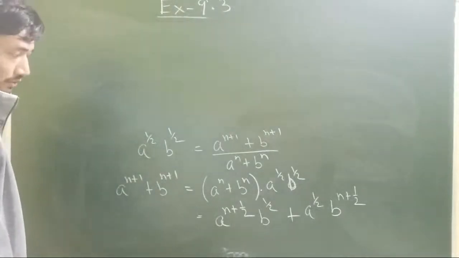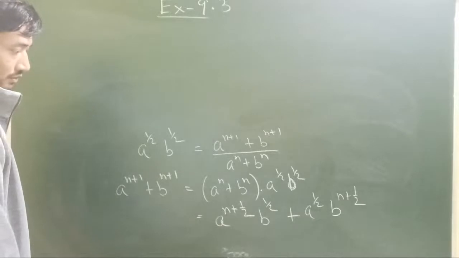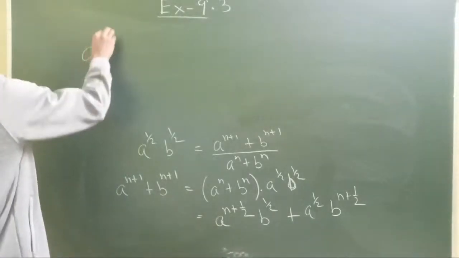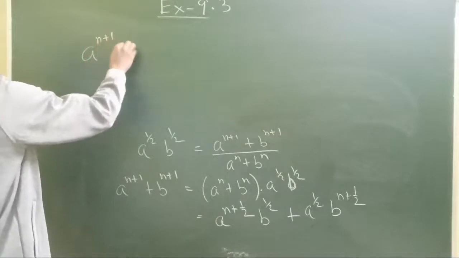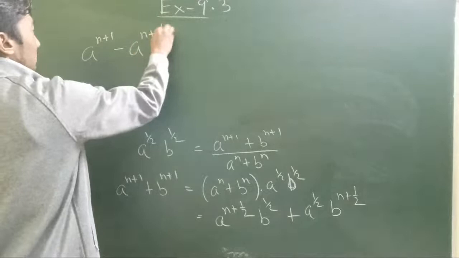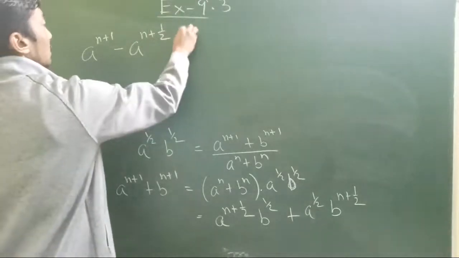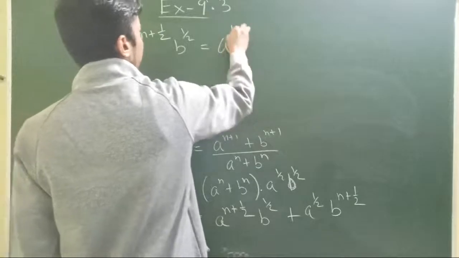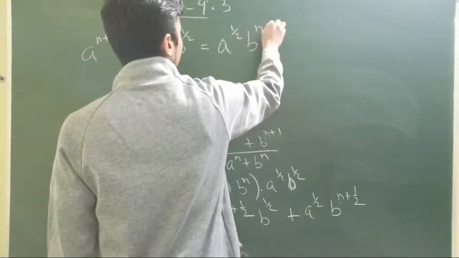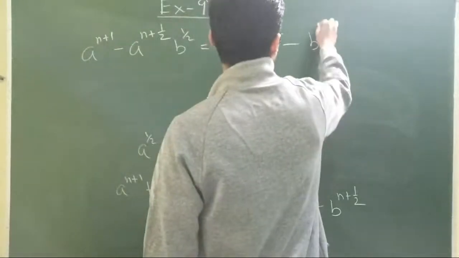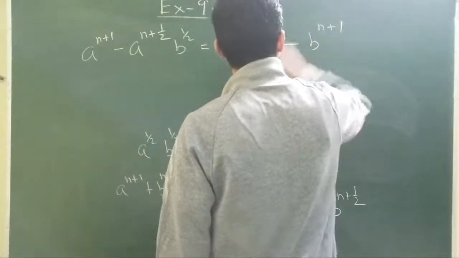So now I'll make some arrangements. Similar terms of A I'll bring together, and similar terms of B I'm taking that side. So from here b power n plus 1 goes to the other side.